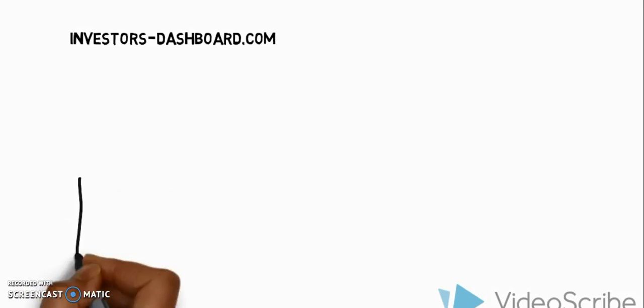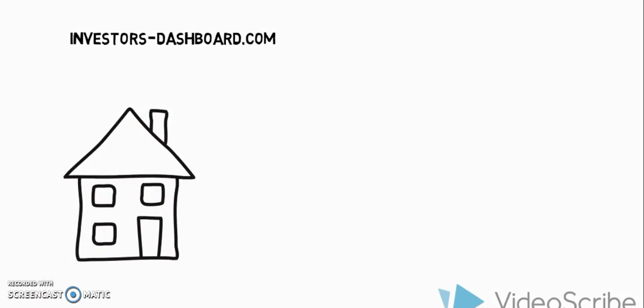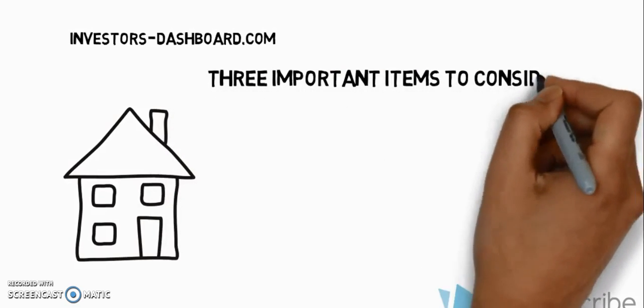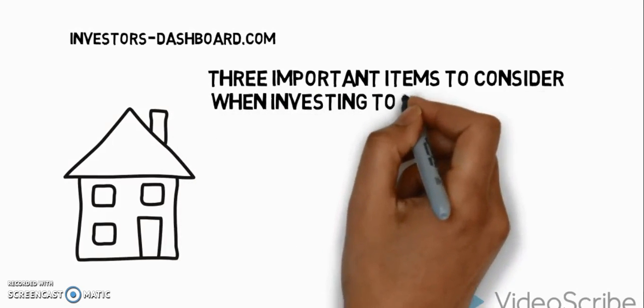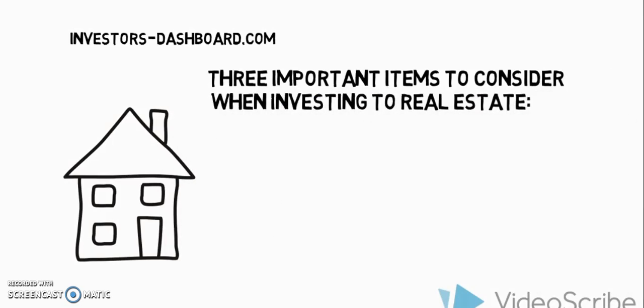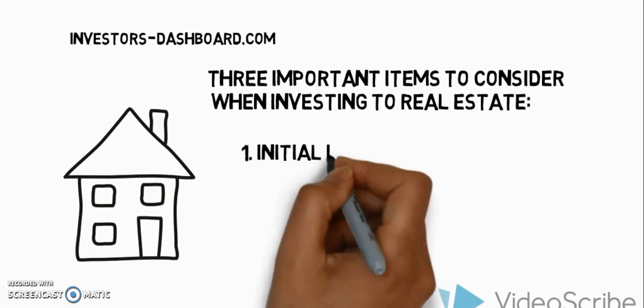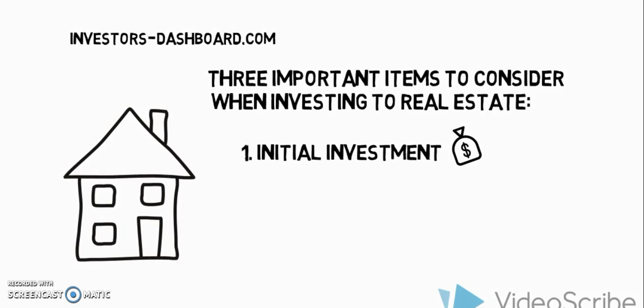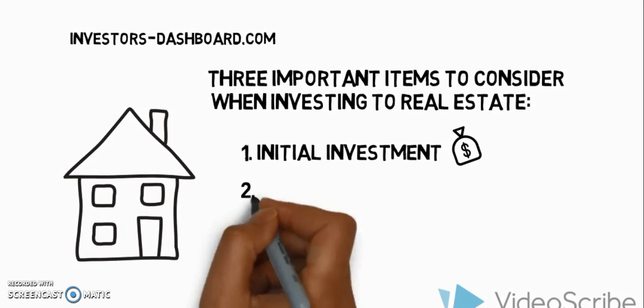Real Estate Investors Dashboard is the website where investors help investors to make profitable and well-informed decisions when investing in real estate. In this part of our tutorial, we're going to discuss three important items to consider when investing in real estate. First item is initial investments. Initial investments are out-of-pocket money to cover down payment and closing costs.